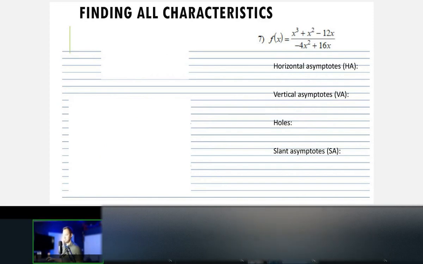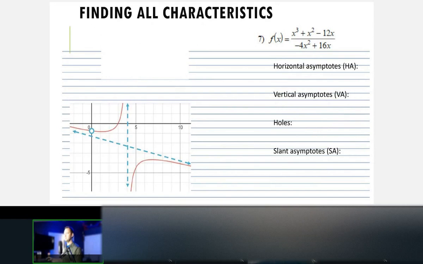Let's look at the next number. Okay, this one should have a hole. We have time? We got 2 minutes. Let's quickly just do this one. I'm going to show the graph first, and I'm just showing this is the answer, right? We have a vertical asymptote, we have a slant asymptote, and we do have a hole. So let's quickly run through this problem.